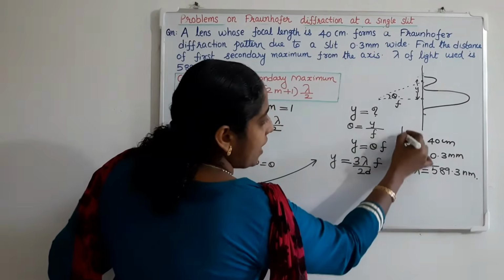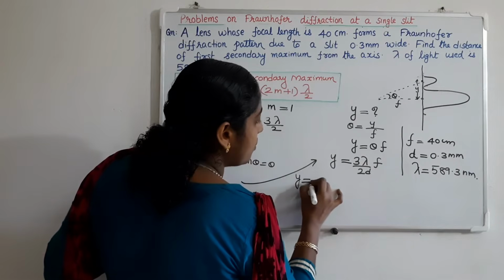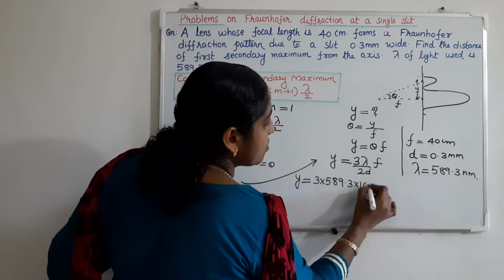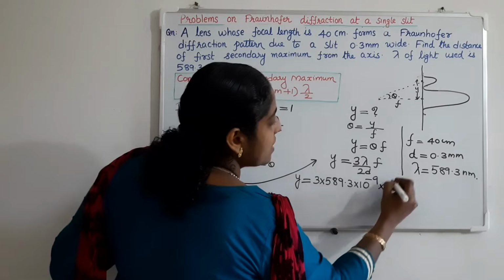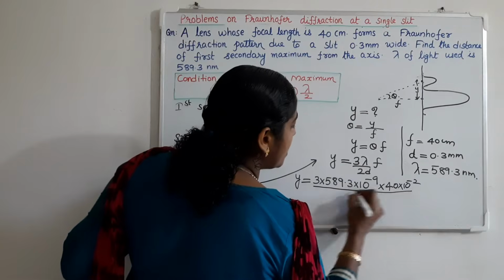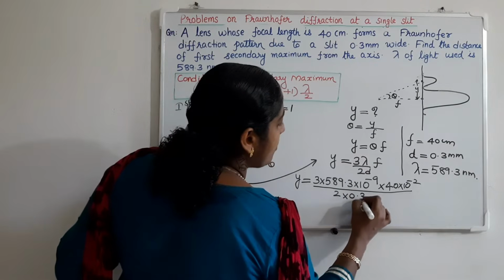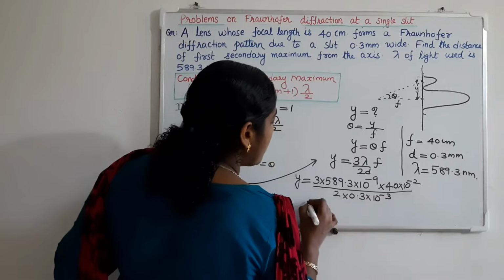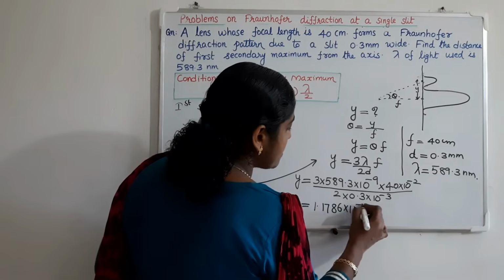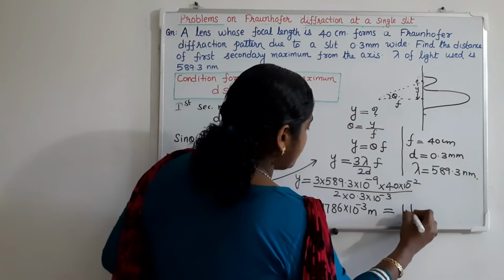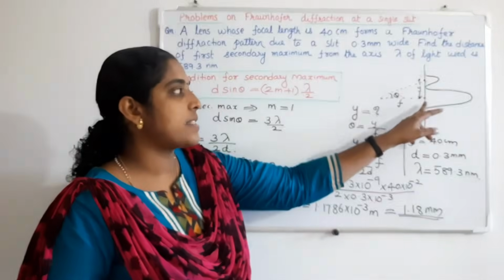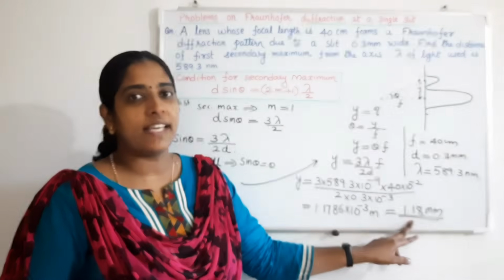So on substituting these values we will get answer y is equal to 3 into lambda, which is 589.3 into 10 raised to minus 9 meter, into F which is 40 centimeter, that is 40 into 10 raised to minus 2, divided by 2D, that is 2 into 0.3 into 10 raised to minus 3. On calculating we will get it 1.1786 into 10 raised to minus 3 meter, that is 1.18 millimeter. So the distance of the first secondary maximum from the axis is 1.18 millimeter.